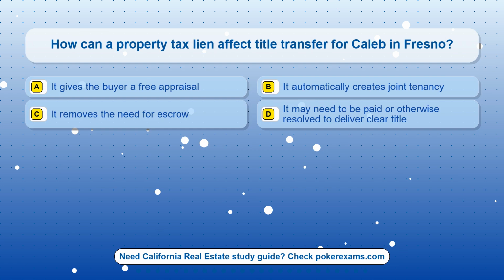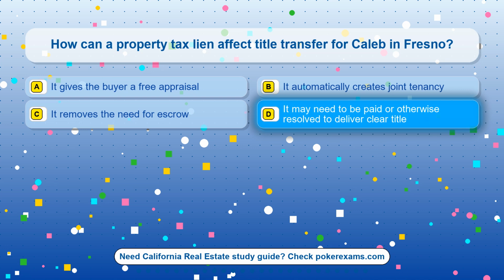Question 17. How can a property tax lien affect title transfer for Caleb in Fresno? Option A, it gives the buyer a free appraisal. Option B, it automatically creates joint tenancy. Option C, it removes the need for escrow. Option D, it may need to be paid or otherwise resolved to deliver clear title.